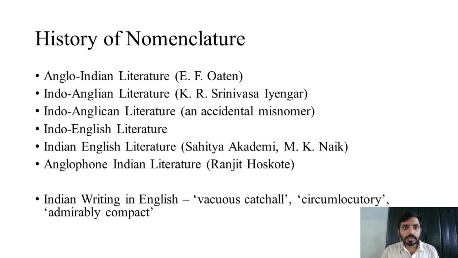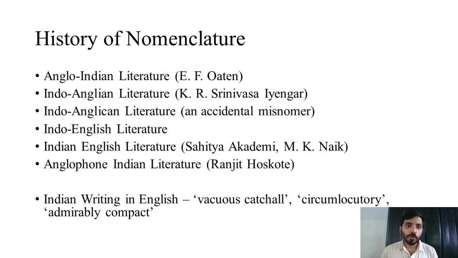Now, let us look at the history of nomenclature. When we say Indian writing in English, it is not a term beyond argument. There have been many names used to describe this language, literature, and let us look at some of the examples here. I have listed 6 other alternatives. First being Anglo-Indian literature, which was introduced by a British scholar of the name E.F.